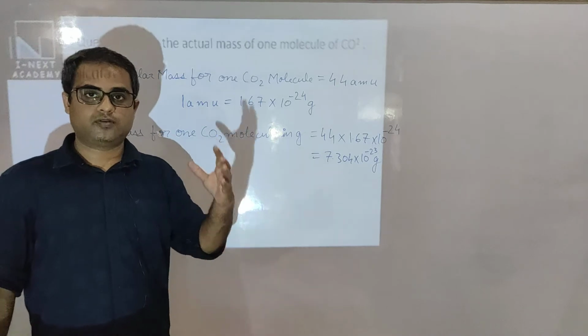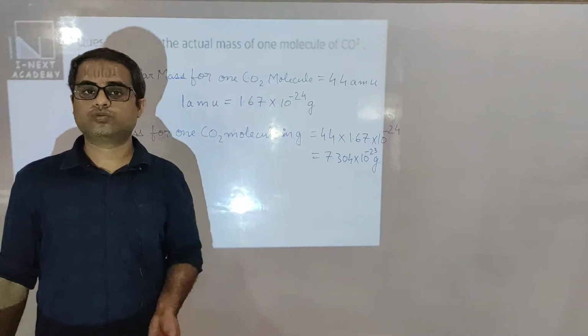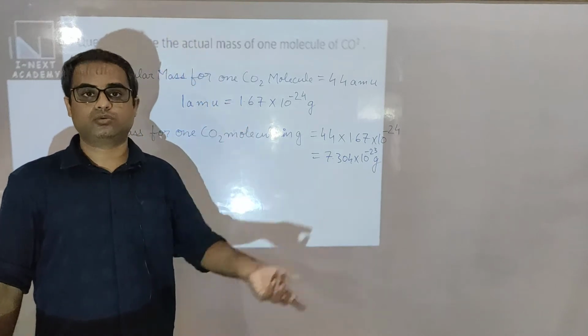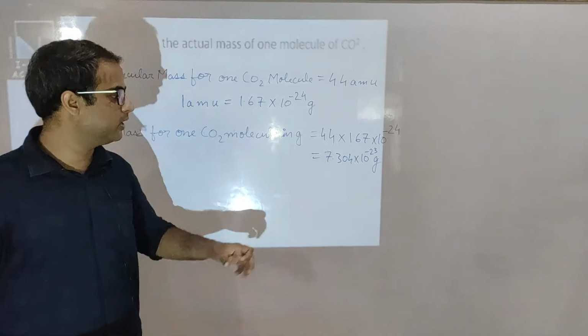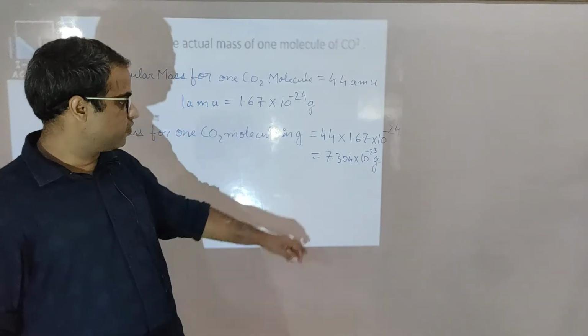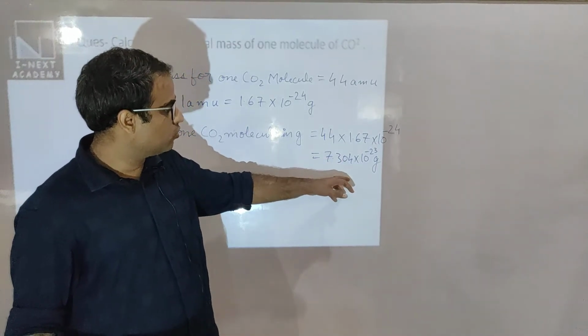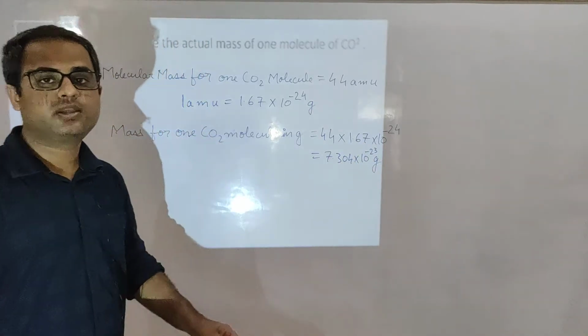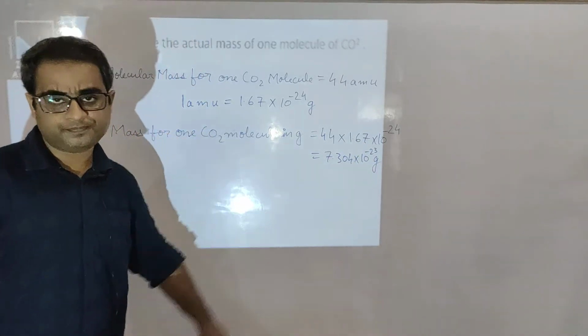When you write molecular mass for CO2 as 44 gram, that is the molecular mass for 1 mole of CO2. That is not for one molecule. Here you have calculated for one molecule. So the mass for one CO2 molecule in gram will be 7.304 into 10 to the power minus 23 gram. So this will be your correct option.